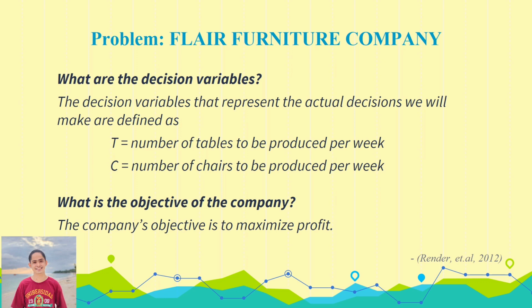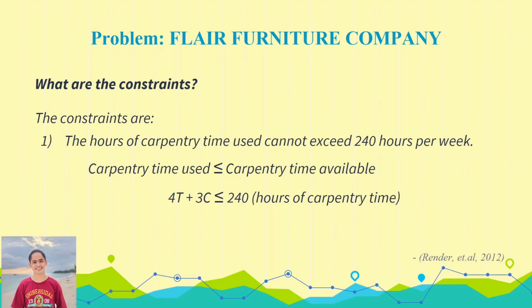So next, what is the objective of the company? As I mentioned earlier, the company's objective is to maximize profit. Next, let's find the constraints of the problem. For this problem, the constraints are: 1. The hours of carpentry time used cannot exceed 240 hours per week, or in other words, carpentry time used is less than or equal to carpentry time available. Or 4T plus 3C is less than or equal to 240 hours of carpentry time.